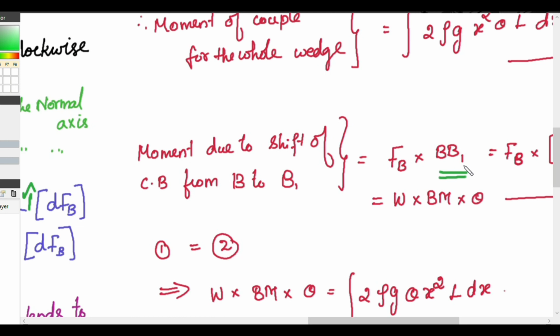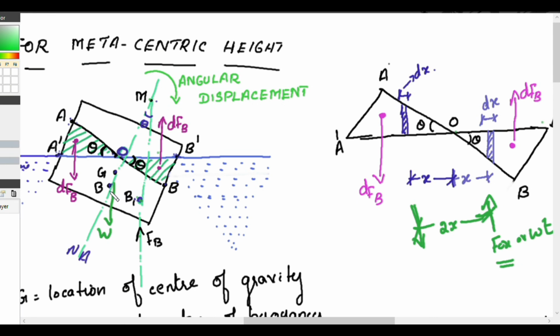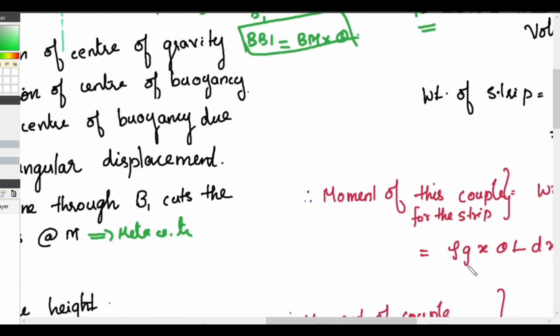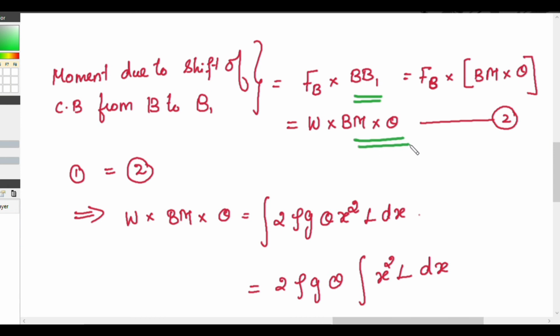So FB into BB1 is BM into theta. You are taking this triangle. You have M here, B, B1, and this is theta. So BB1 is equal to BM into theta. So this is our equation number 2.